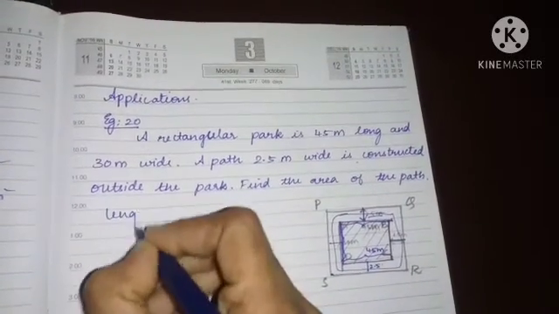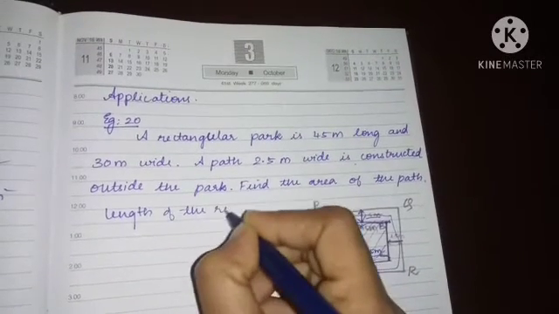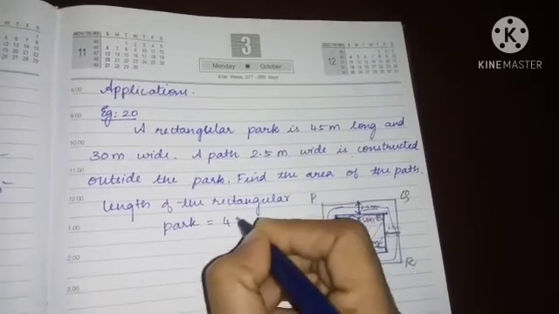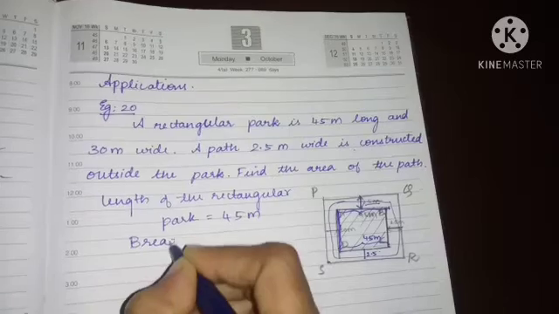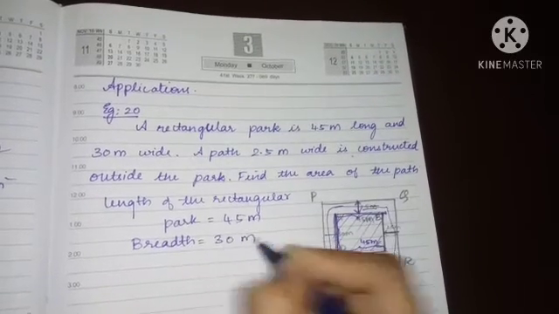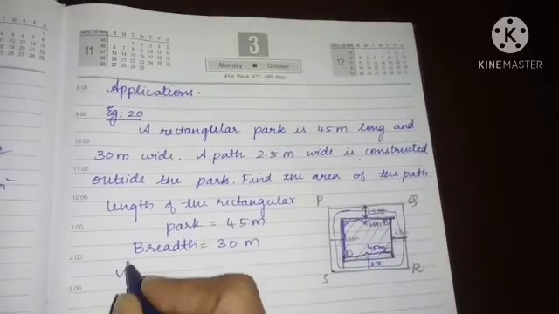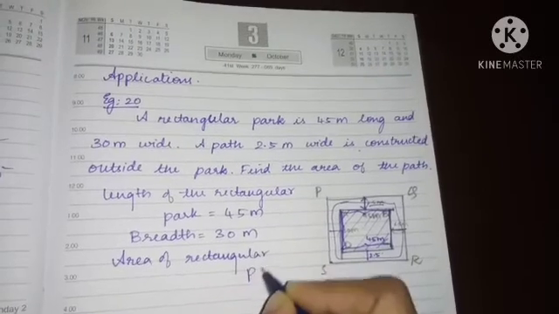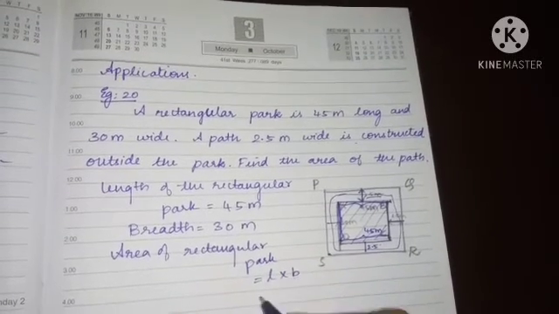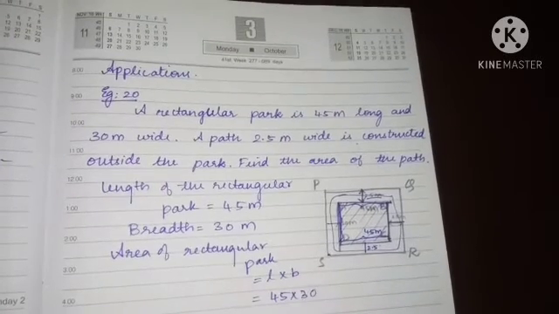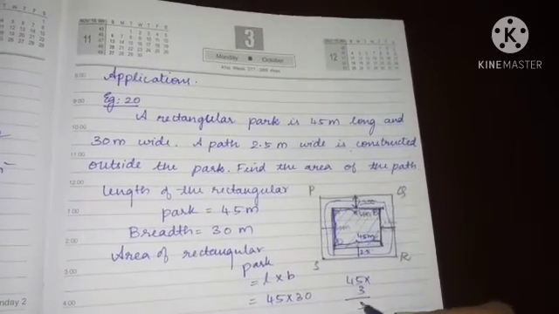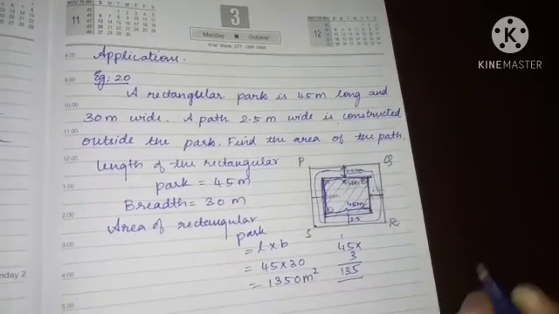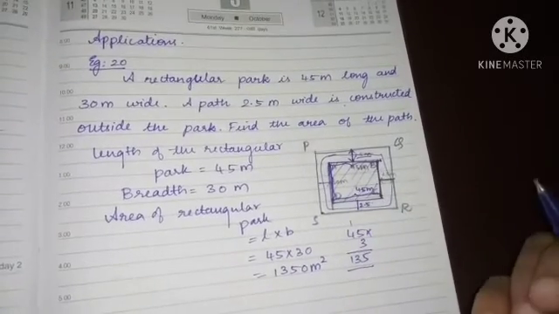Yes. Length of the rectangular park is equal to 45 meter. Breadth of that is 30 meter. So area of the rectangular park is equal to L into B, 45 into 30. 45 into 3: 5 3s are 15, 4 3s are 12, so 135. So 1350 meter square is the area of this rectangular park.